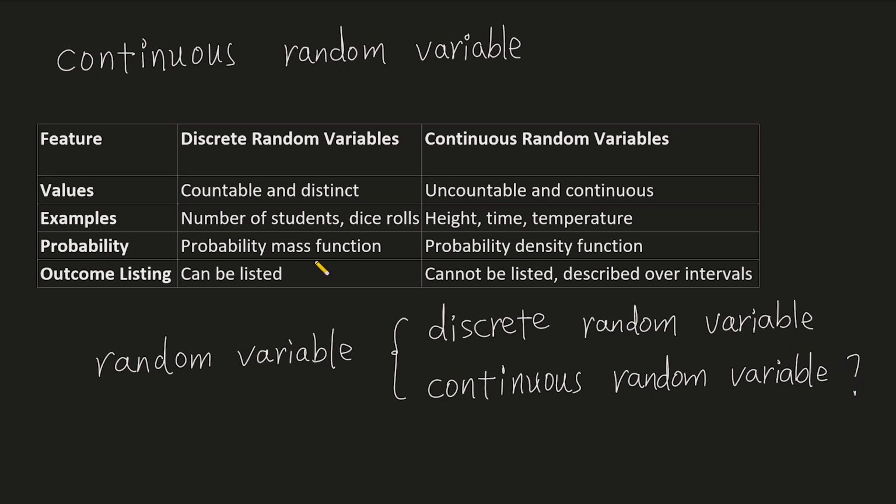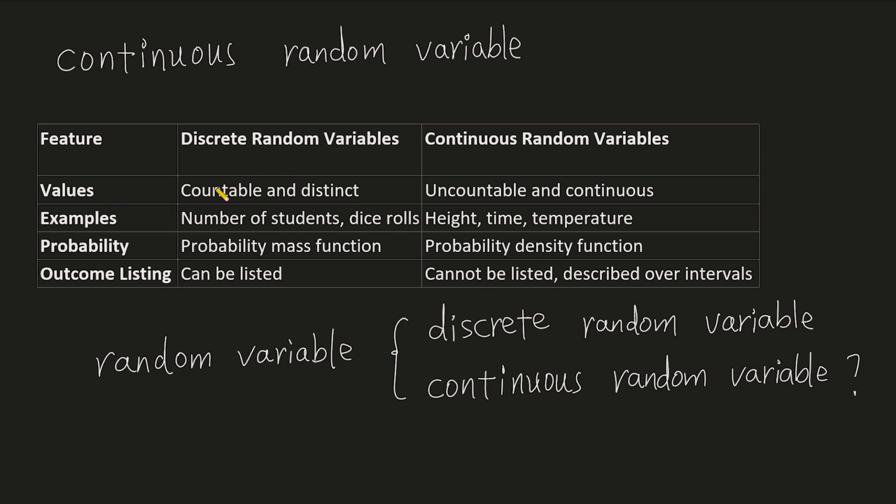So we have learned about discrete random variable. After knowing the difference between discrete random variable and continuous random variable, we would have a clear image of continuous random variable. So now let's learn about the difference between discrete random variable and continuous random variable. First, their values are different.